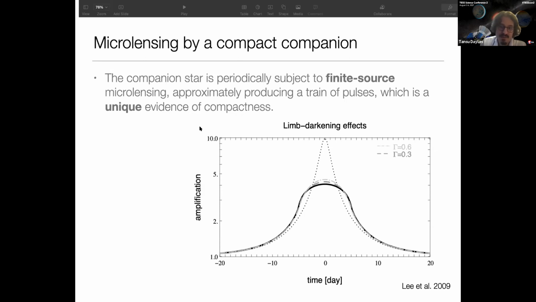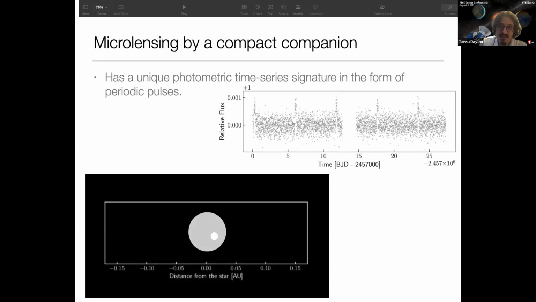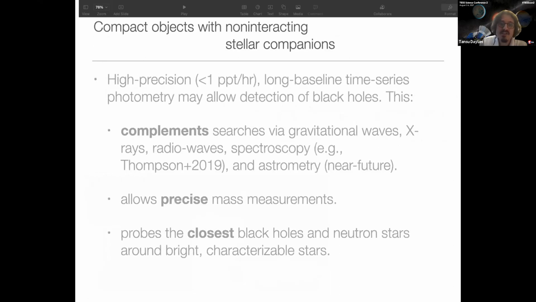So the light curve features that are being produced are essentially a train of pulses that you can see here, or can be approximated to a good precision by a train of pulses, like you can see in the upper figure here. And you can, in this context, treat the compact object as essentially a light source that transits the star periodically. So this adds a lot of information to our growing understanding, or at least would add a lot of information to our growing understanding of black holes.